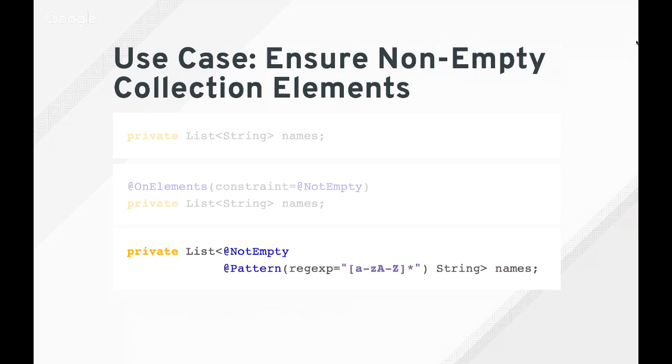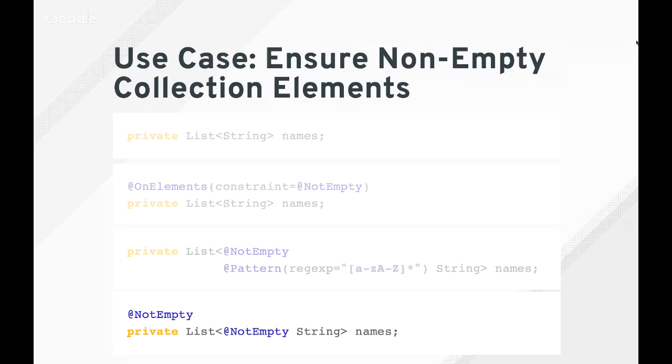I could put multiple constraints there, so I could say each name should not be empty, and each name should satisfy this specific regular expression. And of course, I can combine the @notEmpty annotation on the list itself and then on the elements. So this means this names list should not be empty. There should be at least one name in there, and each name should be a non-empty string.